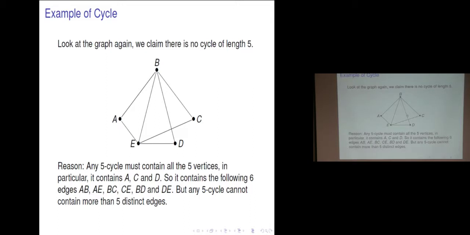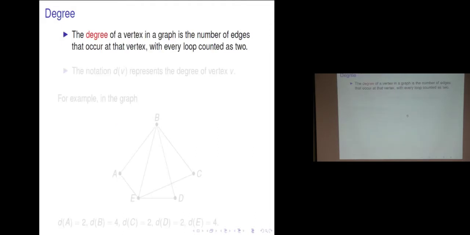Anyway, this is not important, but it tries to help us understand what a cycle of length 5 is. Okay, so the last item in the list is degree. The degree of a vertex in a graph is the number of edges that occur at that vertex, with every loop counting as 2. The notation d(v) represents the degree of a vertex.